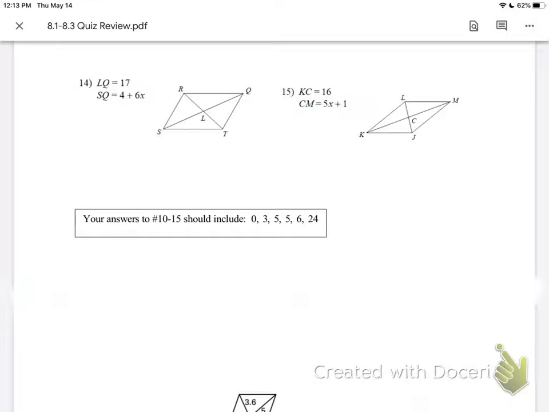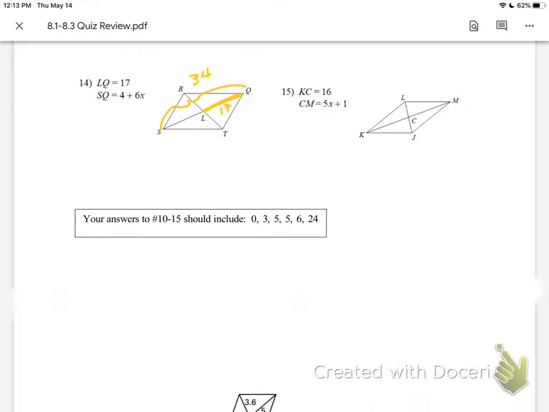And so that's number 14. So 14, they're telling me that LQ is a little piece, okay? And this is going to be really important. You've got to know what you're talking about. So LQ is 17. SQ is the entire piece. So SQ is all of this. Well, if LQ is 17, what's SQ going to be? Isn't that going to be 34?